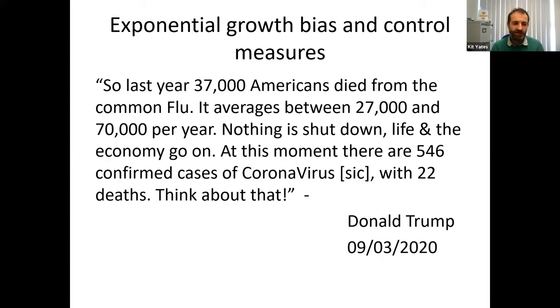Quite apart from the fact that the figures Trump quoted there are massive overestimates for flu deaths, the CDC suggests that it's actually between 12 and 16,000 people on average every year, the figures he quotes are roughly right for cases and deaths at that time. But by the end of his presidency on the 20th of January the next year, there had been 24 and a half million cases and 400,000 deaths, which dwarfed even his overinflated flu figures. So it's an example of how people's understanding of the information can change the way that an epidemic can go. And it's particularly acute when the person misunderstanding the information is the president of one of the biggest nations in the world.